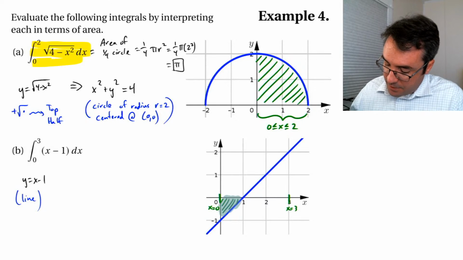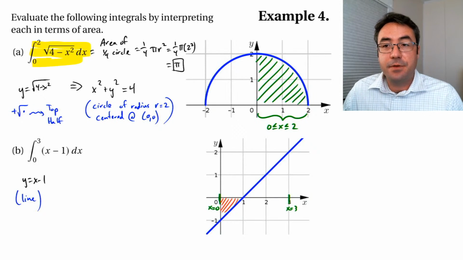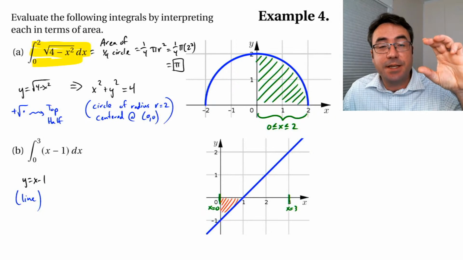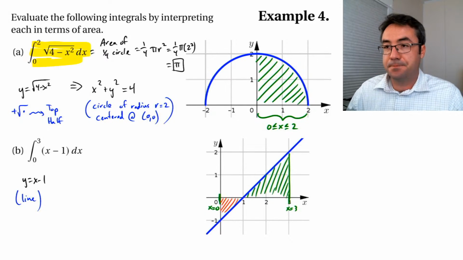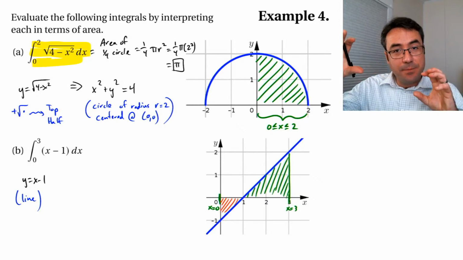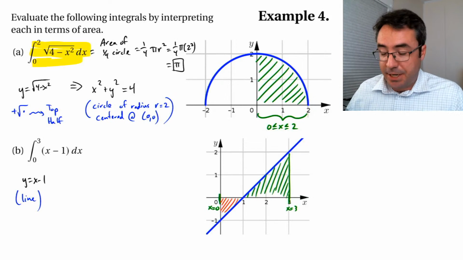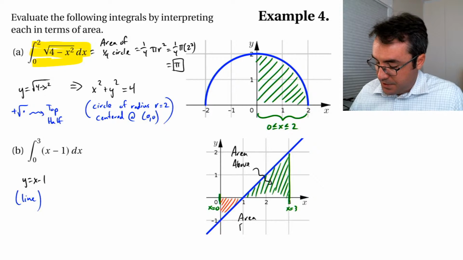And I'll use a different color. Area of this region that sits between our x-axis and our curve. And then we're also looking at the area of this region that sits between our curve and the x-axis. Now, we have two different pieces of our region here. We have this region where it sits above, and then we also have this region where it sits below.